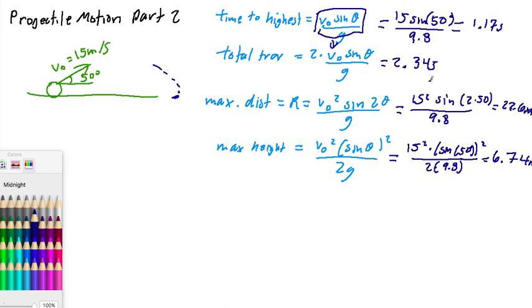Now that's your values. That's how you do projectile motions.